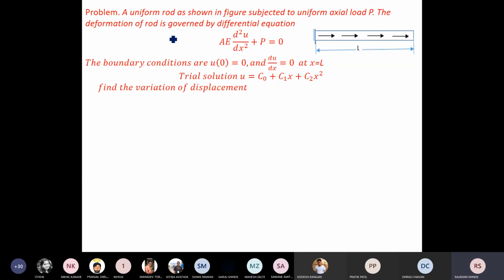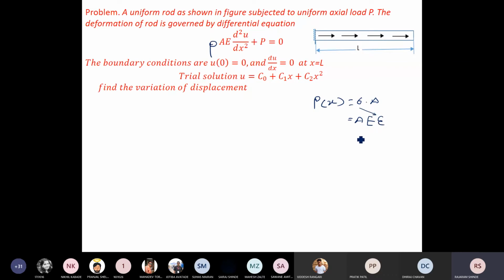If I write the force equation, here I will write P, and P is not a constant force, P is a variable force, a function of x, because here it is uniformly distributed. Next, P(x) is equal to stress into area, that is sigma into A. Now I will write this as A into E into epsilon, that means area into modulus of elasticity into strain.